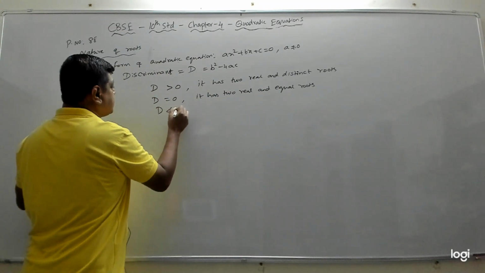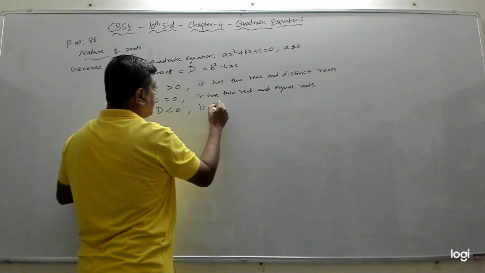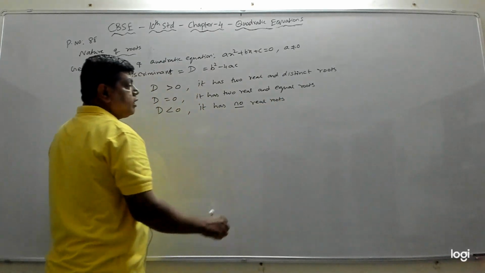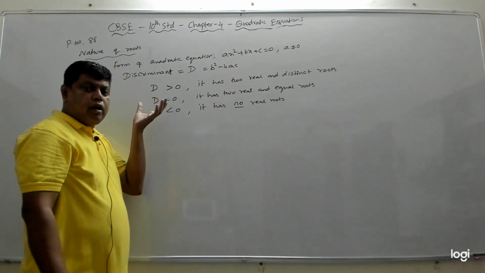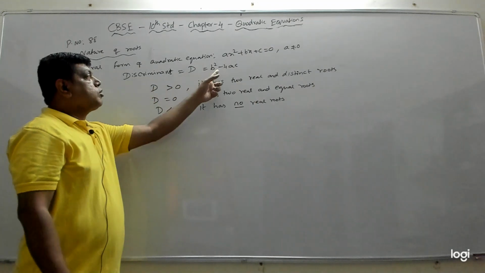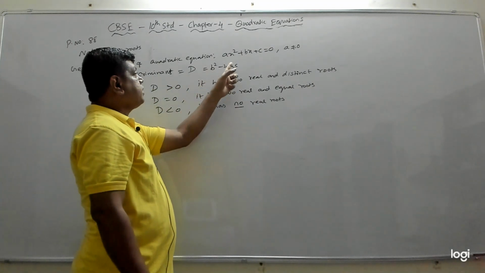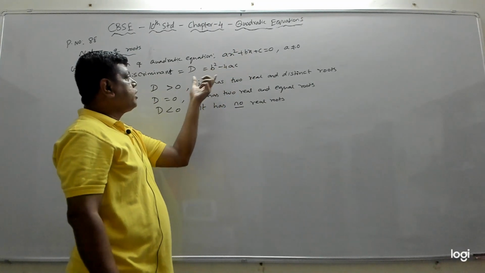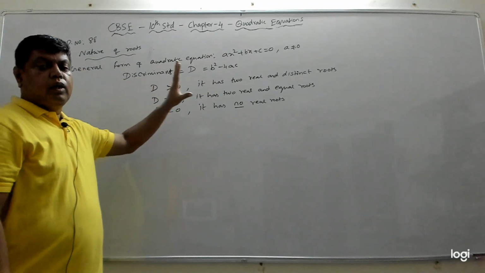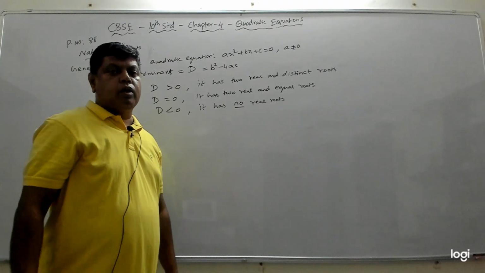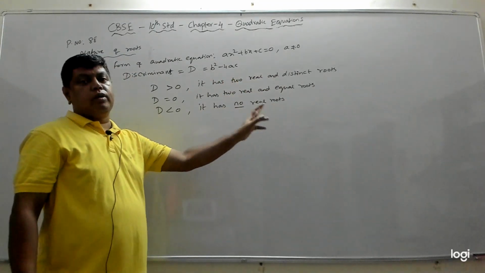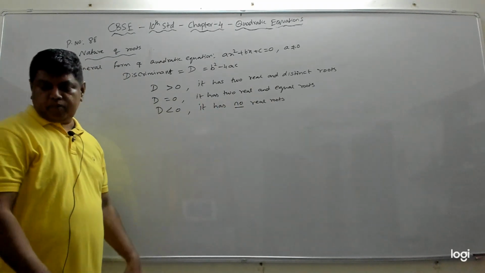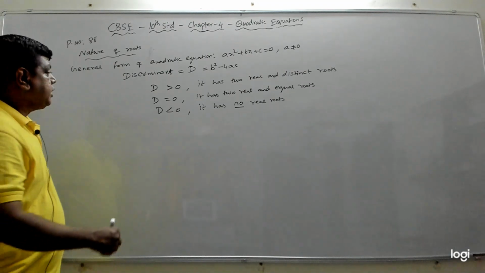And if D is less than 0, which means D is negative, then we will say it has no real roots, which means it does not have any real roots. So based on the value of D, and how will you calculate D? D is b square minus 4ac, and this comes from the coefficient of x square, which is a, the coefficient of x, which is b, and the constant term, which is c. From this you will take a, b, c and substitute here. Depending on the value of D, we can tell what will be the nature of the roots: whether the roots will be real and distinct, or the two roots will be real and equal, or no real roots. Fine. Now we will continue with example 16 in your textbook.